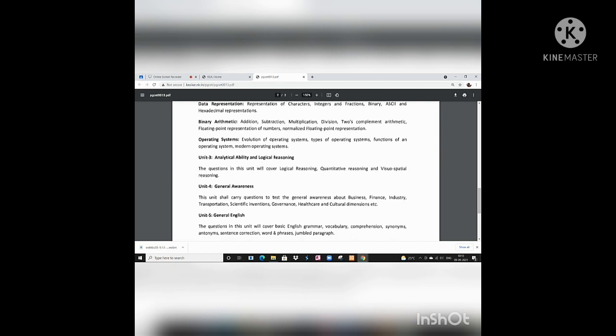Then let's see the unit 3 topics. In unit 3, it is analytical ability and logical reasoning. The questions in this unit will cover logical reasoning, quantitative reasoning, and visuospatial reasoning, it seems. You can refer to some logical reasoning or quantitative questions on the internet nowadays; for logical reasoning and quants, there are enormous numbers of questions. You can take up mock tests and practice these questions. Or else the R.S. Agarwal book is also very good for logical reasoning and quantitative.